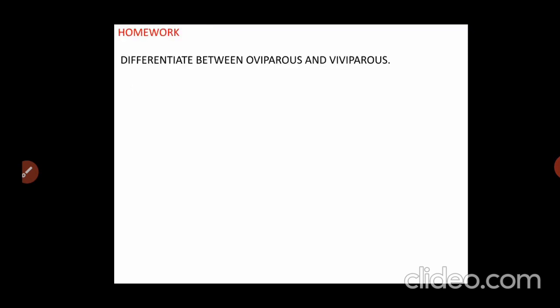So students, I will give you only one homework question. That is, you have to differentiate between oviparous and viviparous. You have to write examples also.